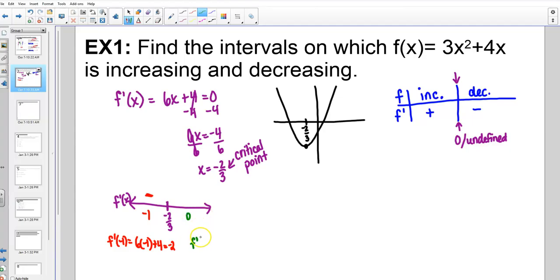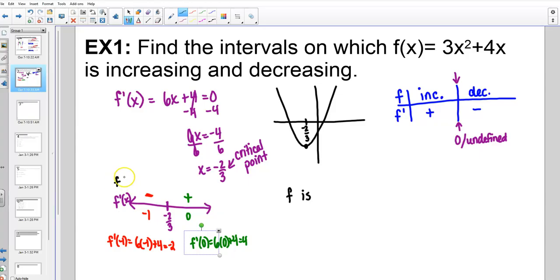So if I do f prime of 0, I will get 6 times 0 plus 4. And that will be positive 4. And all we really care about there is that's positive. So you have to give a calculus explanation for this. So you would say f is, when I have a negative derivative, I will be decreasing, right?